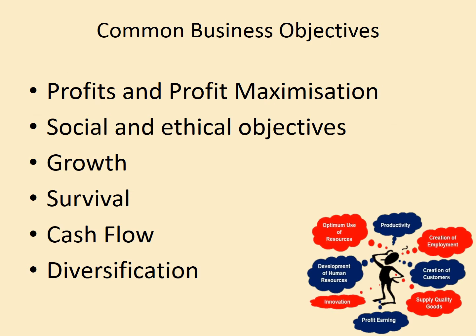So common business objectives, and these are the 6 that we look at throughout A-Level. So profits and profit maximization. So are you increasing your sales to make more profits, or are you decreasing your costs in order to make more profit? Social and ethical objectives. So this could be anything along the lines of making sure that your supply chain is nice and ethical. So making sure that everybody is paid a fair wage, making sure that you're recycling.